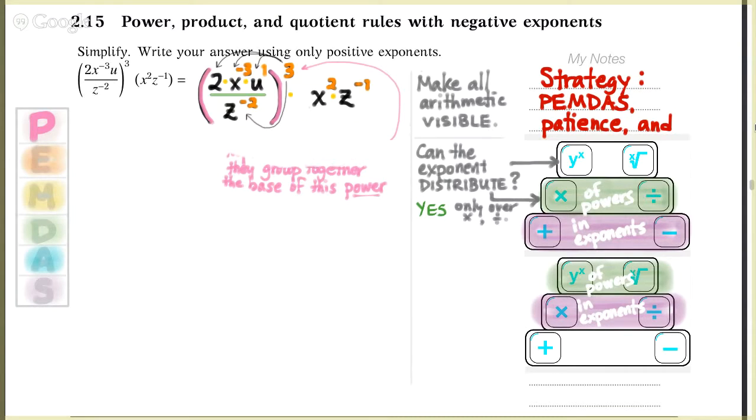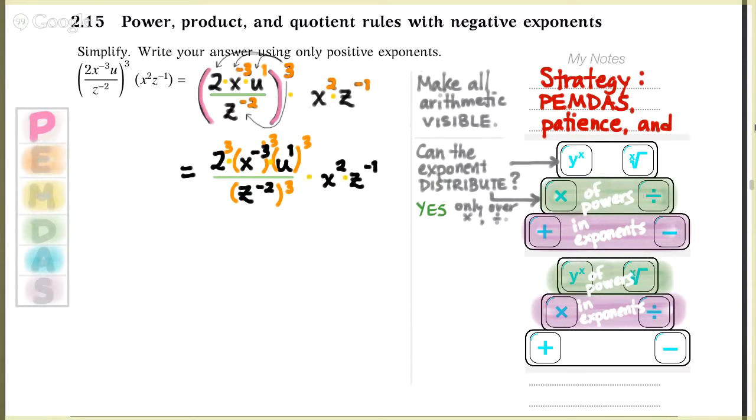So let's distribute. That power of 3 has to be distributed to 4 different factors. It has to be distributed to the 2, it has to be distributed to the x to the negative 3, it has to be distributed to the u to the power 1, and it has to be distributed to the z to the power negative 2. That's down in the denominator.